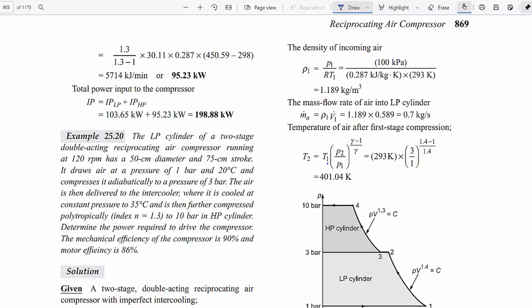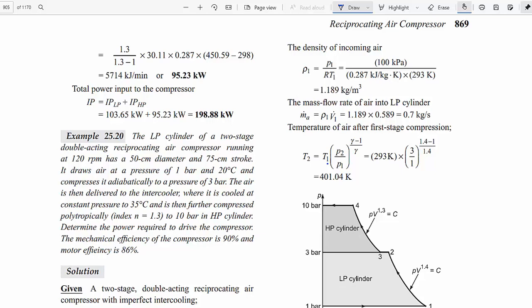Here it is a multi-stage and double acting compressor. The multi-stage compressor has two compressor units, one LP cylinder and one HP cylinder. Both the cylinders operate at 120 rpm, and in the LP cylinder the bore diameter is 50 centimeter and stroke length is 75 centimeter.